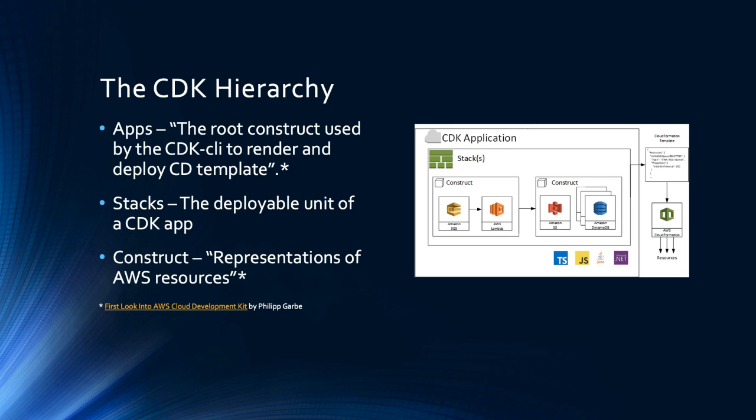Sorry, can everybody see that picture okay? So the hierarchy to the CDK. At the top level, you have an app. So your infrastructure is designed as an app. And then an app can be made up of one or more stacks. And the stacks are the deployable unit of your CDK application. And then you have your constructs, which are a representation of an AWS resource.